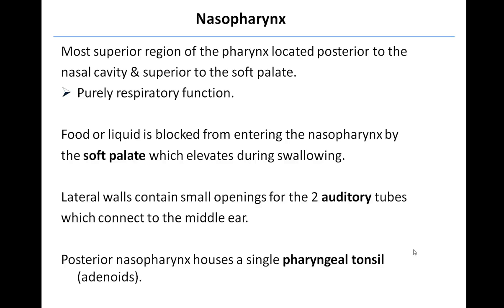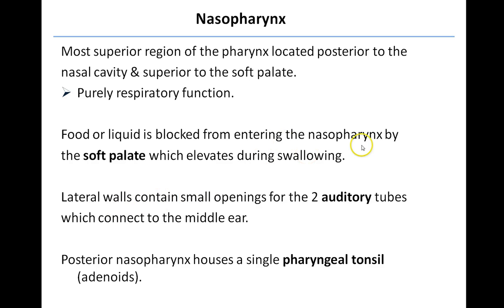The nasopharynx, the most superior region of the pharynx, is located posterior to the nasal cavity and superior to the soft palate. The soft palate is important for providing a valve system to prevent material moving into the nasal cavity, and we'll speak about that in a minute or two. The nasopharynx is purely associated with the respiratory system. Food and liquid should never go in here. Food and liquid is blocked from entering this structure by the soft palate that elevates during the swallowing process, and we'll have an image of that later.